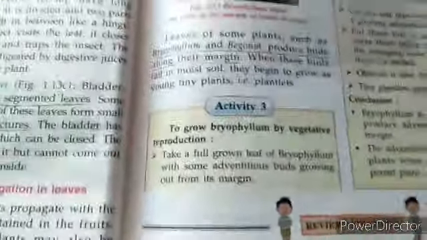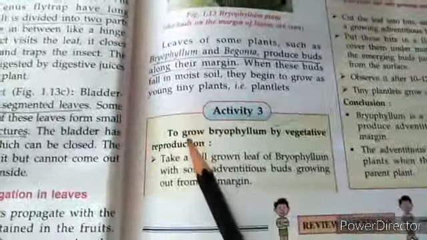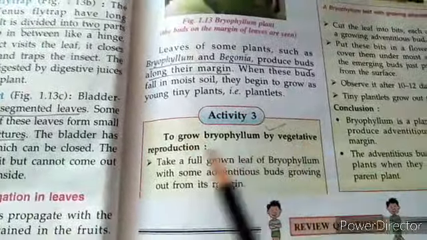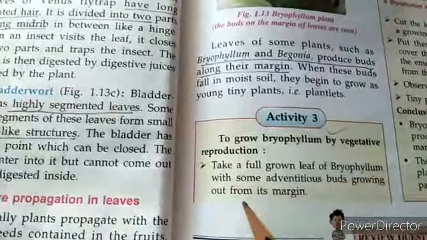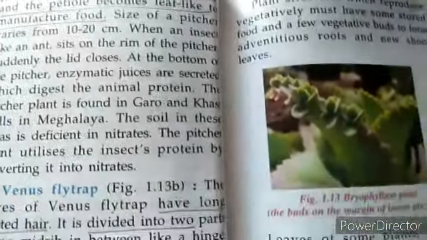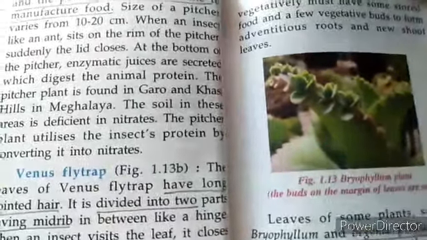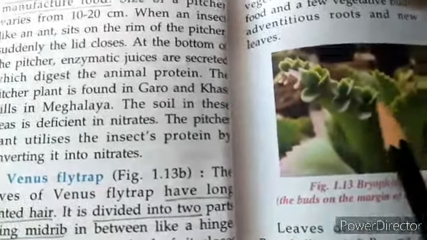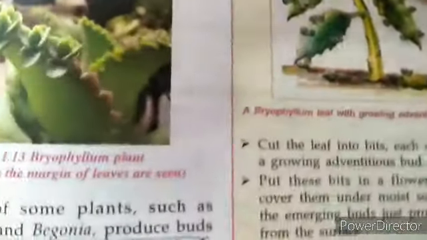Okay, so these were the three activities that we came across. The fourth activity here, again, not much explanation is required, still I'll take you through. It talks about how to grow bryophyllum by vegetative reproduction. Take a fully grown leaf of bryophyllum with some adventitious buds growing. So when you go to a nursery or to a garden where bryophyllum is already growing, you need a particular plant that already has some buds on the margin. Then we go further and have a look.